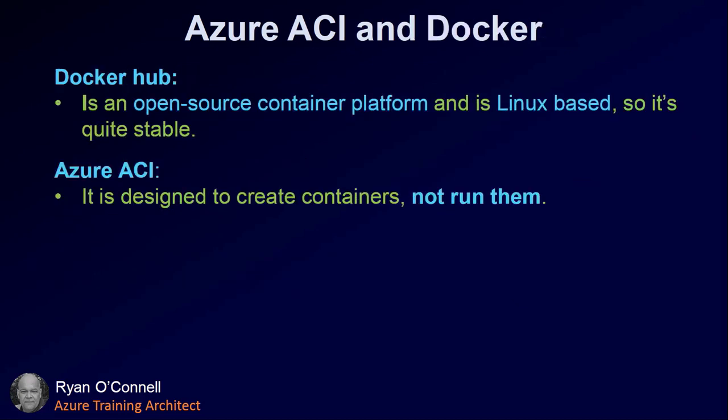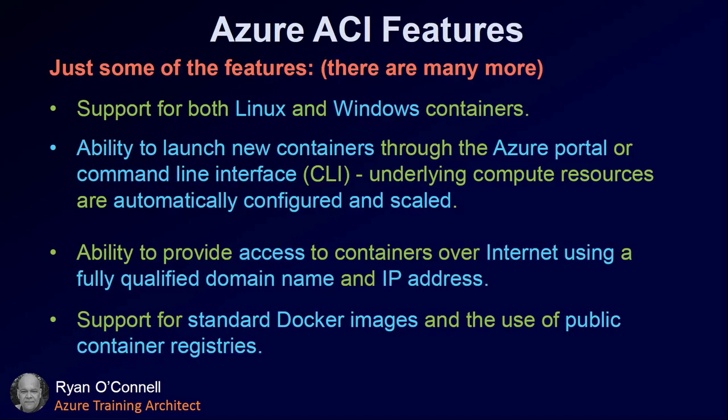Docker Hub is an open source container platform. It's Linux based, so it's quite stable. ACI is designed to create containers, not run them. Just some of the features, there are many more.